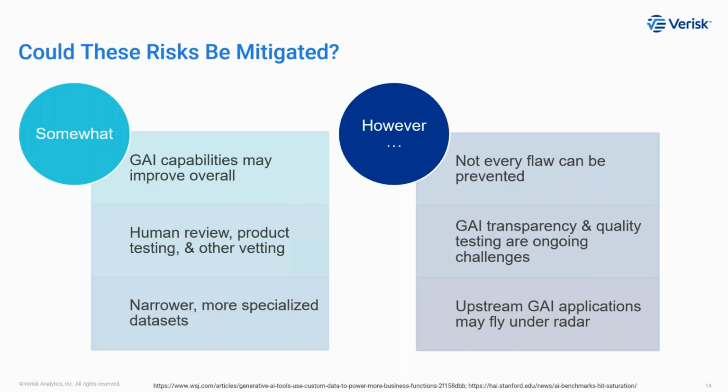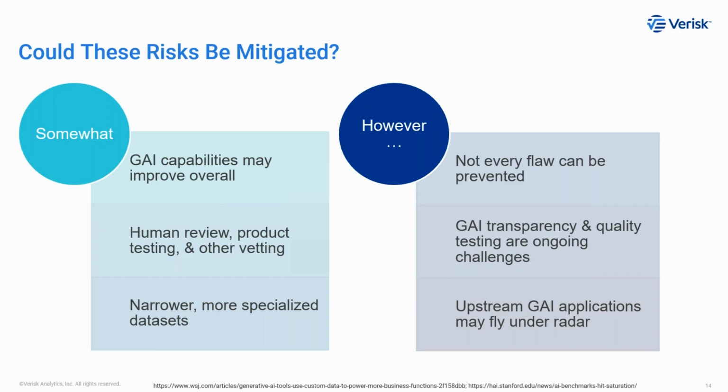Also, many companies are likely to do human review when they're using these GAI tools. They're likely to do quality assurance, product testing, and other forms of vetting in order to catch any flaws that are in the GAI-assisted work before they sign off on it. It's also possible to fine-tune the GAI tools on narrower data sets, and that may increase the precision of a GAI tool for a given application. In some cases, specializing the tool in that way may make it less likely to produce unforeseen errors, biases, or intellectual property or privacy infringements.